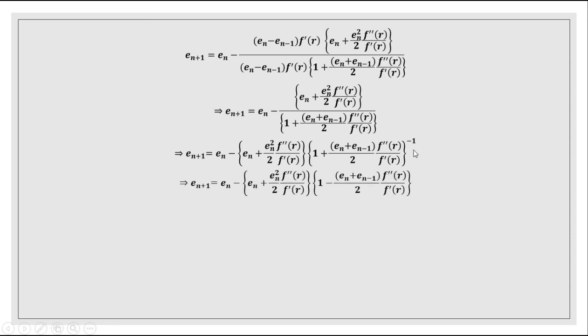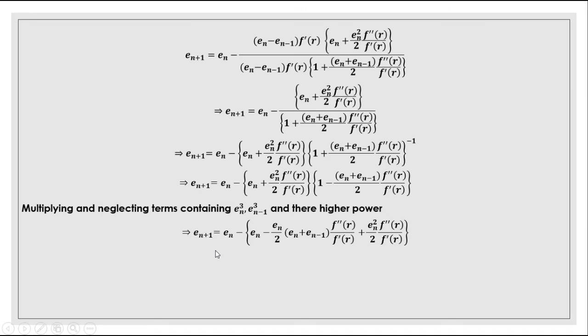And by the previous result, as we have discussed, we can expand this term with the help of binomial expansion. But remember, we can take e_n common, so one e_n is in the multiplication from this term. And so we are neglecting the e_n cube terms, and the terms having e_n to the power p, where the p value is greater than or equal to 3. So we will get this term, and after multiplication and neglecting the e_n cube and e_n minus 1 cube terms, we get this.